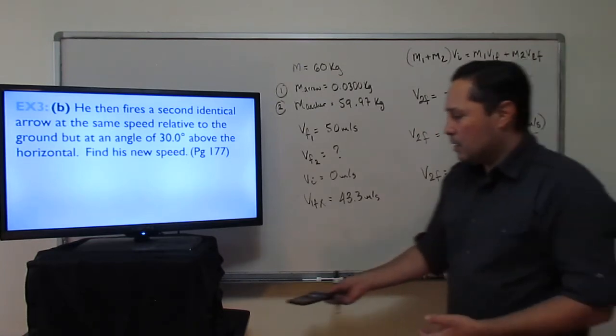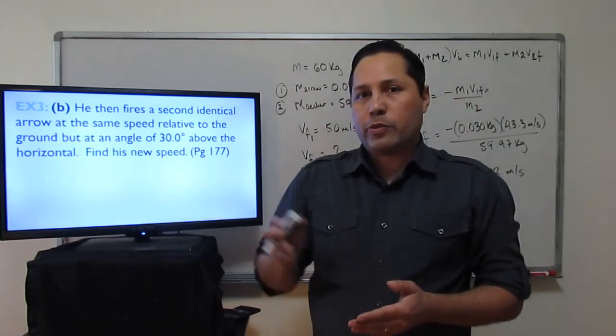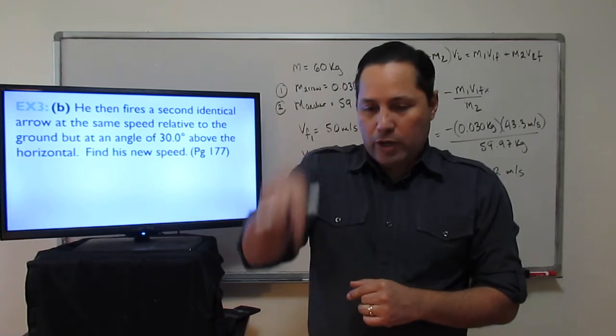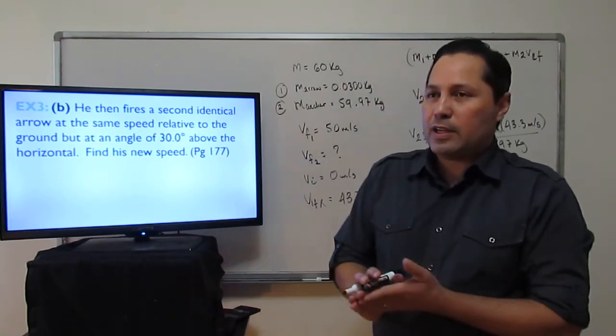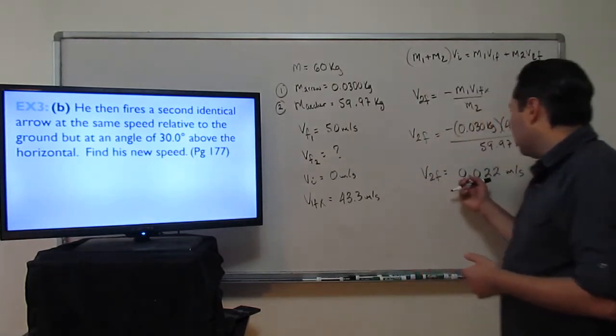It's less speed, and the reason for that is because some of the speed went into the y-axis component because he was holding it at an angle, so some went into the ground. That didn't do anything to change the velocity in the x-axis. So that's why it's less speed.